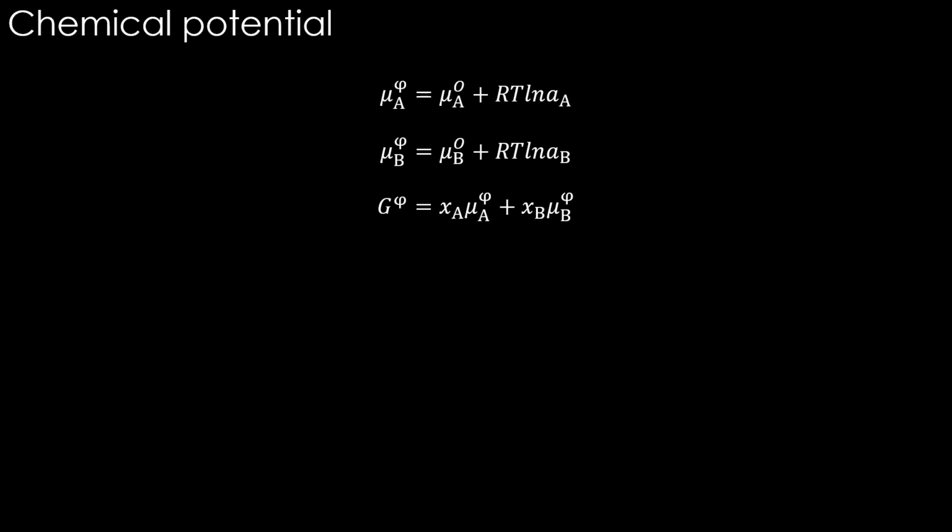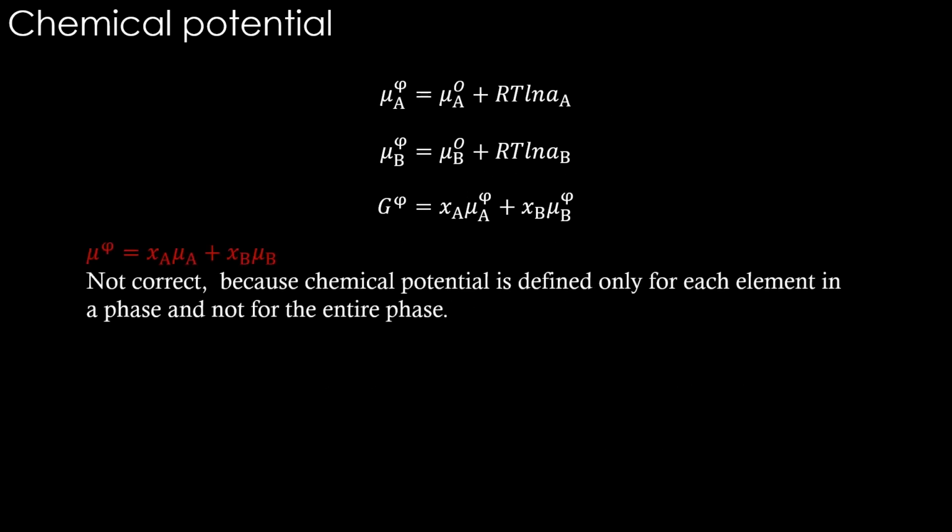The Gibbs energy of the solution is the weighted average of the partial molar Gibbs energy. Note one thing here. If you think about writing this mu phi instead of G of phi, it is not correct because chemical potential is defined only for each element in a phase and not for the entire phase. When it comes to the entire phase, we should talk only about Gibbs energy for the entire phase, not chemical potential of a phase. Chemical potential is always for an element. Fine. The Gibbs energy change of the phase depends on the chemical potential of both the elements.